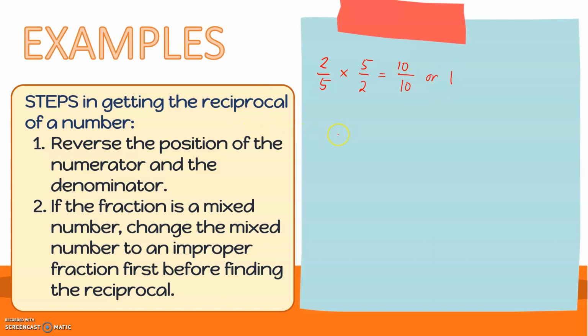Another example is if we have 1/2. The reciprocal of 1/2 is 2 over 1. And when you multiply 1/2 and 2 over 1, that will give you 2 over 2 or 1.